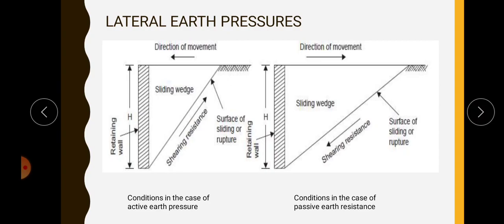Here this is the active earth pressure. This is the condition of passive earth pressure. So, we can look through what is active earth pressure. This is the retaining wall and it is holding back this soil. This is the backfill. Backfill is the soil which is retained, or held back, by the retaining wall. This retaining wall holds back the backfill here.